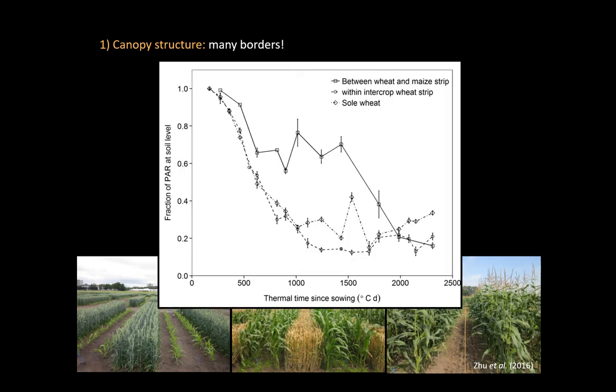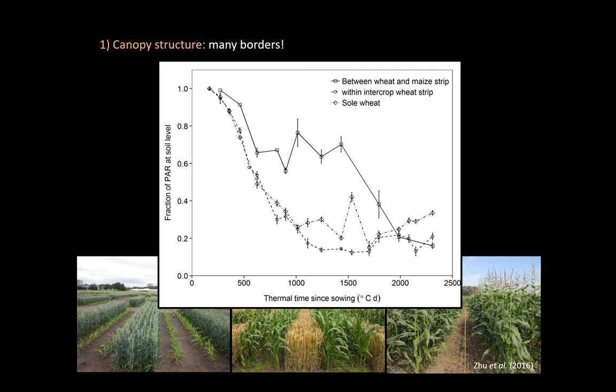And one of these resources is light. In this graph, you can see the fraction of photosynthetically active radiation at soil level over time, over thermal time in this case. And there are three lines in there. There's the line with the open diamonds for sole wheat. You can see a very typical pattern of decreasing light as the canopy develops over time. It goes all the way down to around 0.1 at soil level.